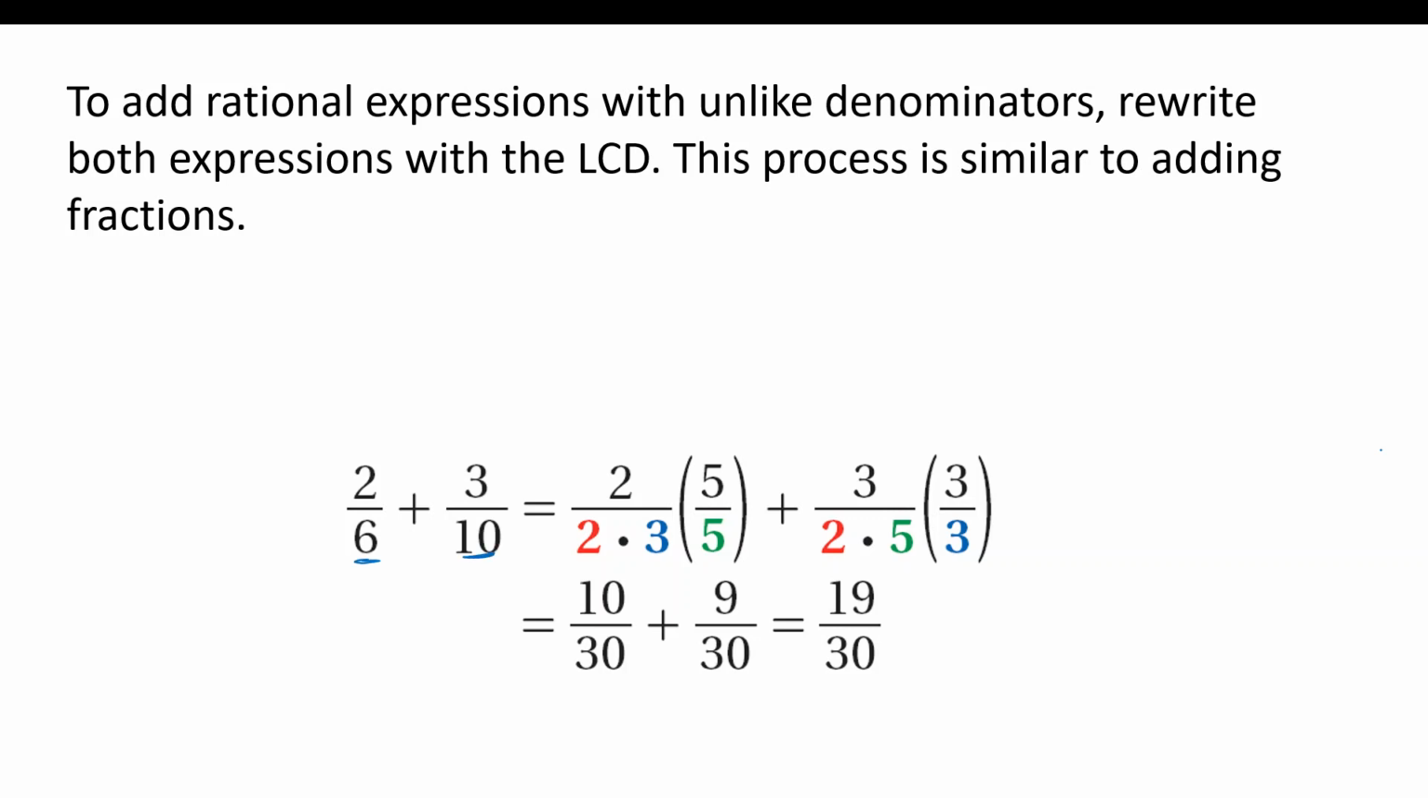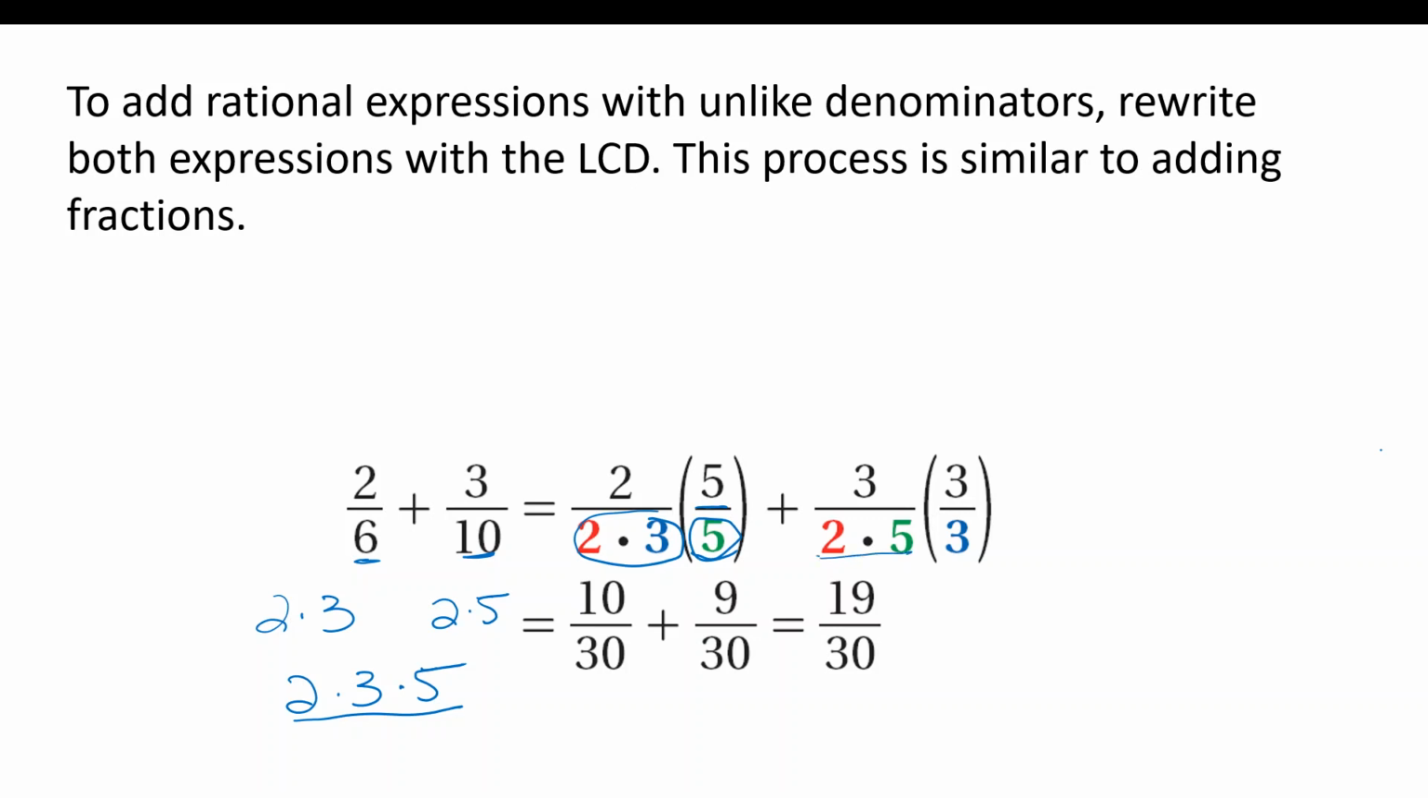Well, I know that my least common denominator is going to need to be 30 because 6 has a 2 times 3 and my 10 has a 2 times 5. So I'm going to need to have a 2 times a 3 times a 5, which is 30. All right, so 6 has a 2 and a 3, so I'm going to have to multiply 5 to get to 30. So if I multiply the bottom number by 5, I have to do the top number by 5 also. And same with the 3/10.